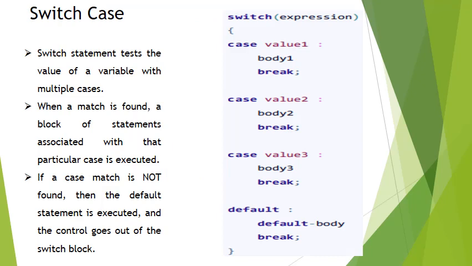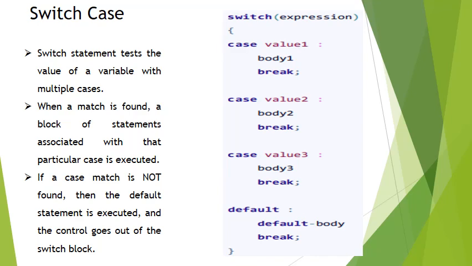Now we can move on to the switch case statement. A switch statement always tests the value of a variable against multiple cases. Whenever a match is found, the group of statements associated with that particular case is executed. Suppose there is no match found, then what will happen? It will execute the default block of statements.